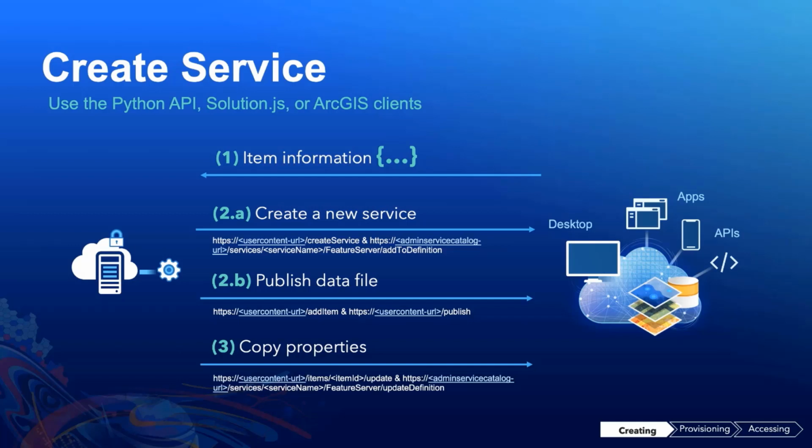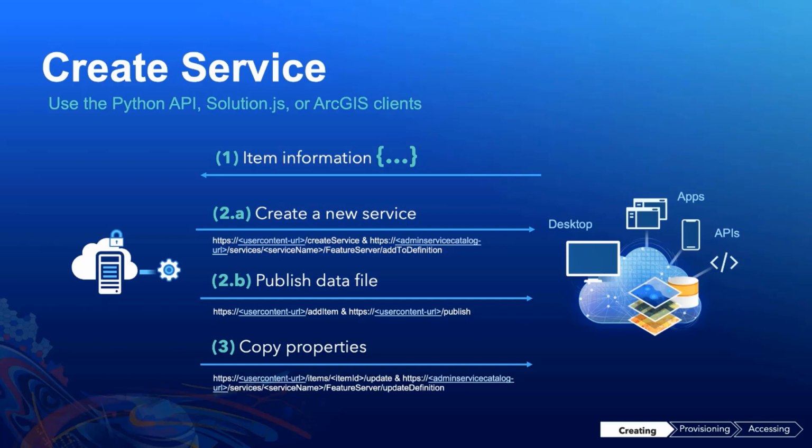Now, the other option is to just publish a data file directly. So in this case, you upload an item, let's say a GeoJSON file, and then you can call publish, and that will take that file and push it into the database. So this is what happened through the UI when I uploaded that GeoJSON file. The last part is that now that these services are created, you can use some of those additional properties from the JSON objects and copy those in to make sure that everything is consistent.